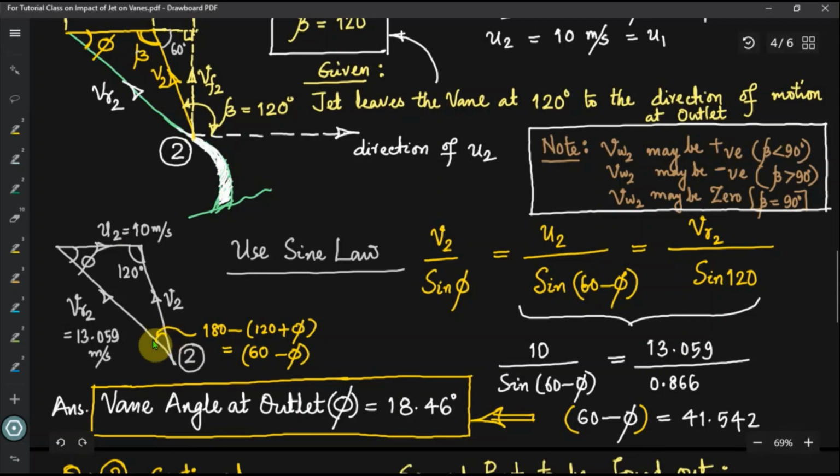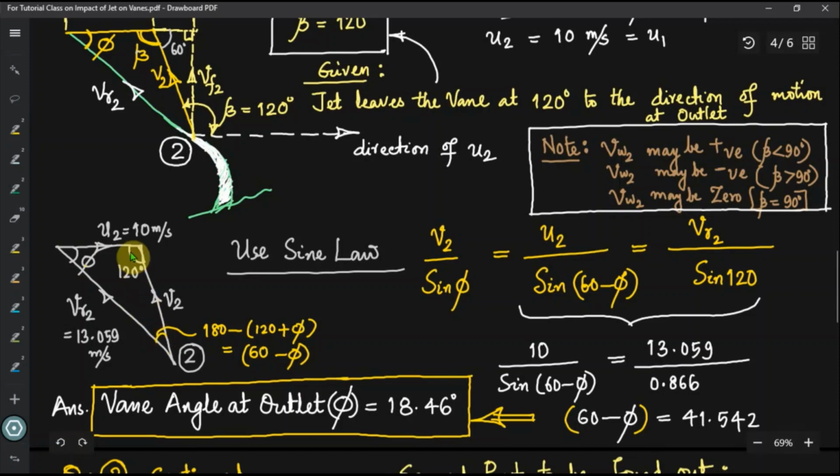So what is this angle? The third angle of the triangle in this case. See, this angle is phi and this angle is beta, 120, and the third angle in the triangle obviously is 180 minus the sum of the other two. So 180 minus (120 plus phi). When you open the bracket, 180 minus 120 minus phi, that is 60 minus phi. So now we have the three angles: one angle is phi, the other angle is beta, 120, and the third angle is 60 minus phi.